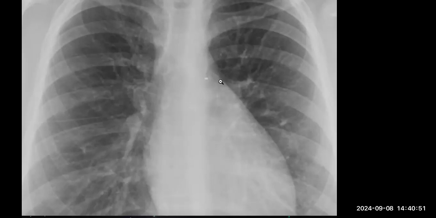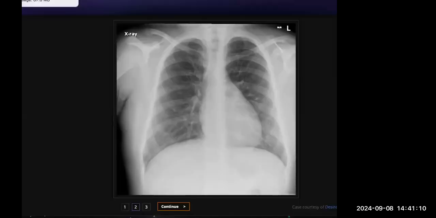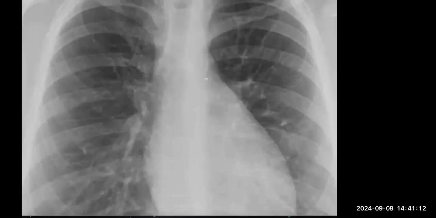So what is the connecting vessel between them? That could be the ductus arteriosus. Okay, so this could be the ductus arteriosus. I'm not sure about the flip. No worries, fine.